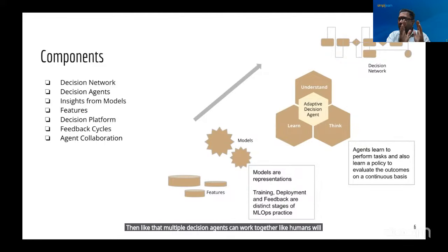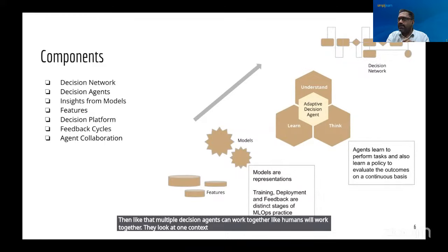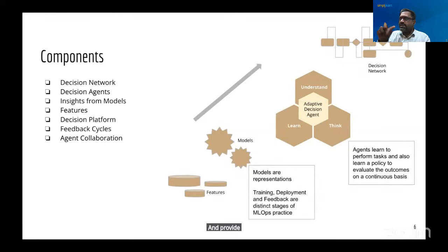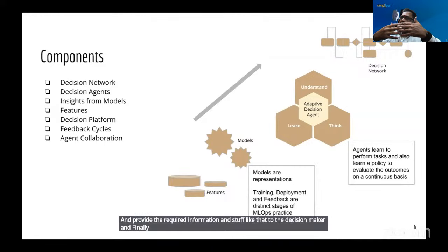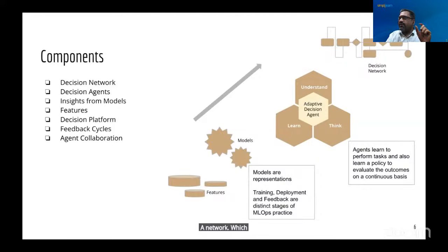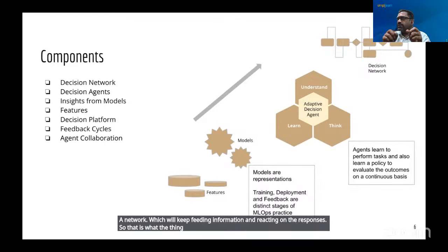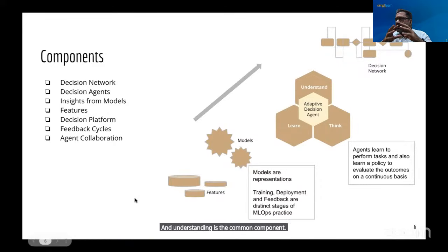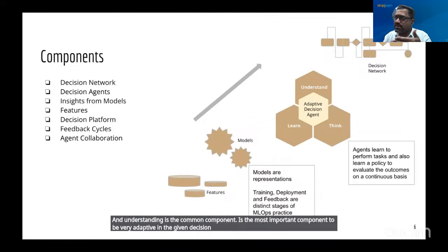They look at one context, understand that context, and provide the required information and stuff like that to the decision maker. And finally, you can connect all these things in a decision network. It is like a knowledge graph again, a network which will keep feeding information and reacting on the responses. So that is what the think and learn components will do. And understanding is the common component, the most important component to be very adaptive in the given decision making scenario as the scenario evolves.